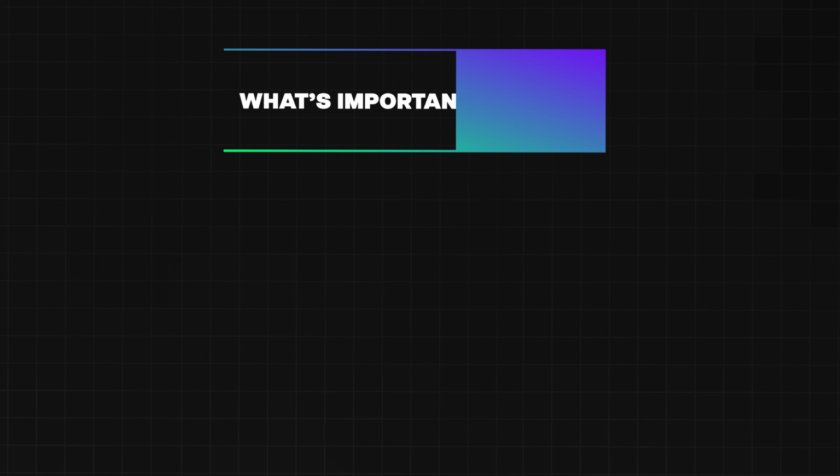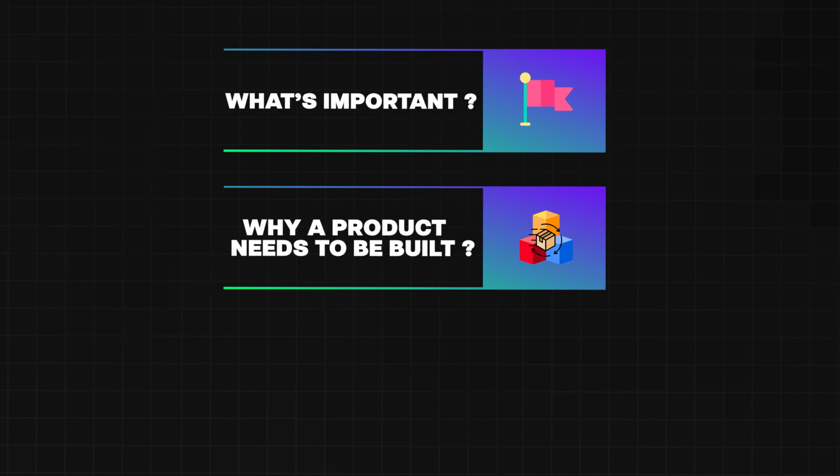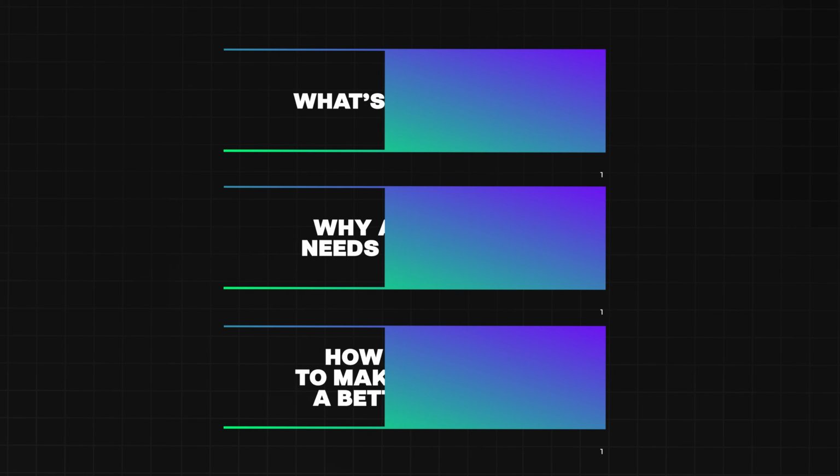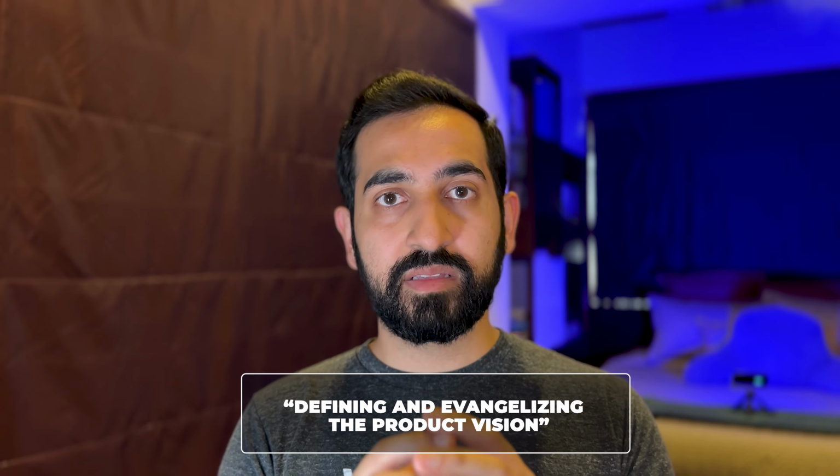He served as the product manager behind the iPod and the iPhone. So what was his role in the success of these products? Steve built the vision. He studied the market, figured out what was needed, what's important, why a product needs to be built, and how it's going to make the world a better place. This is the core role that a product manager plays, defining and evangelizing the product vision.